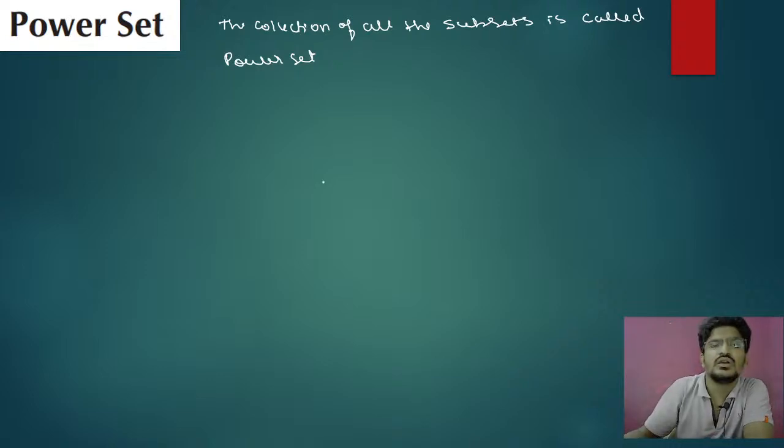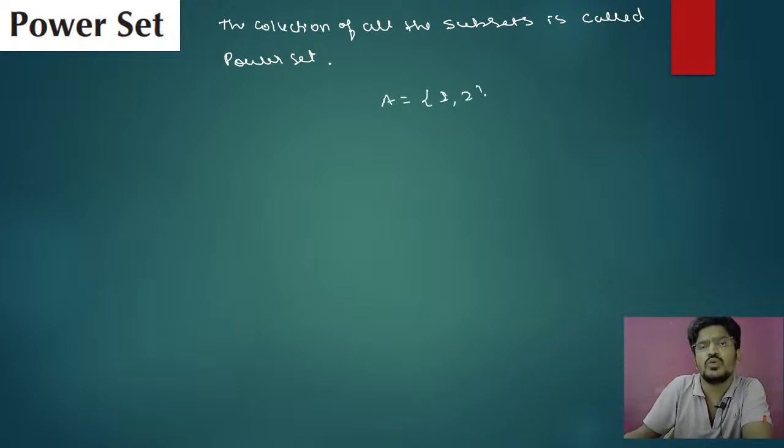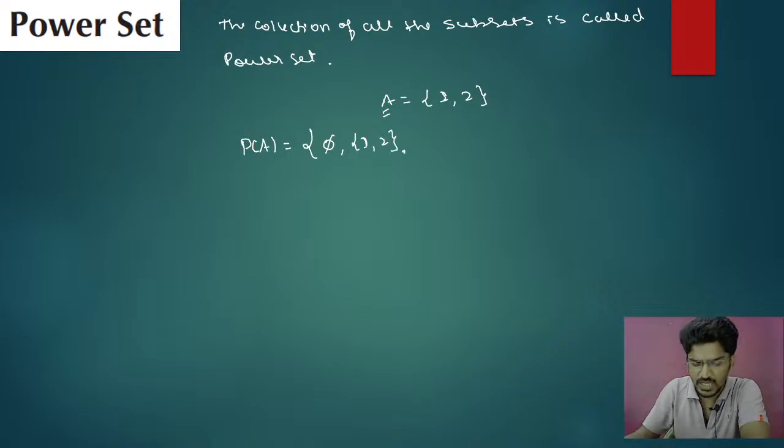That means if I give the set A equal to {1, 2}, now you have to write all the possible subsets of A in one set. First we always start with empty set and the set itself. Next we go for {1}. Next we go for {2}. So this is the power set of A.